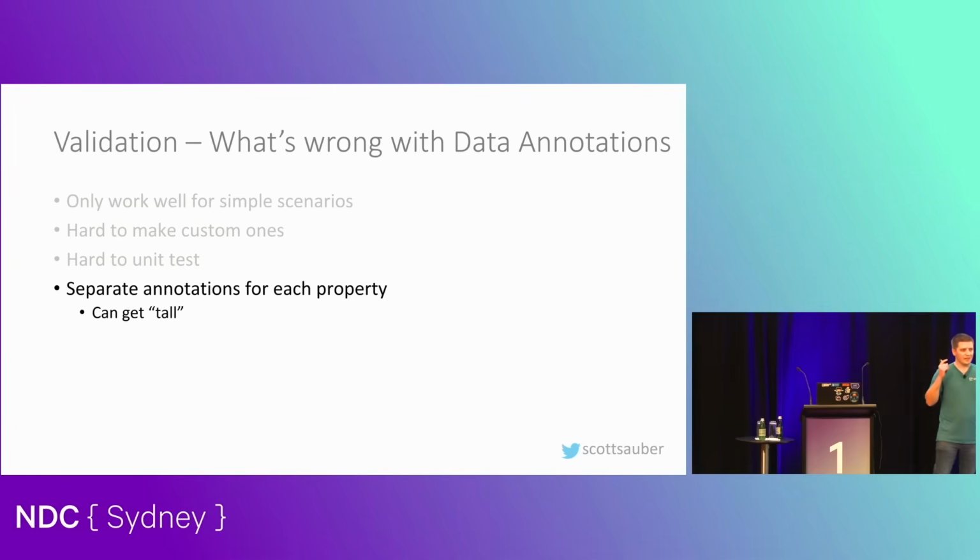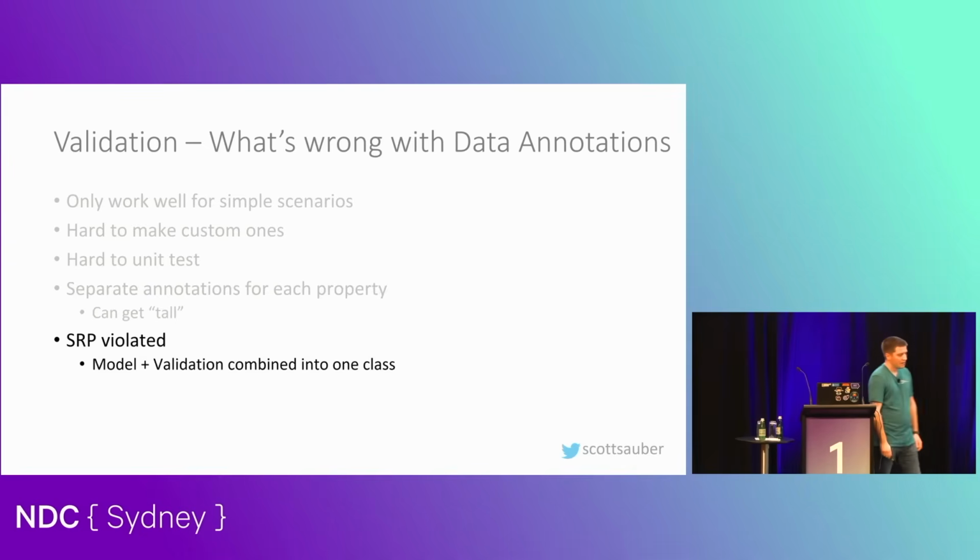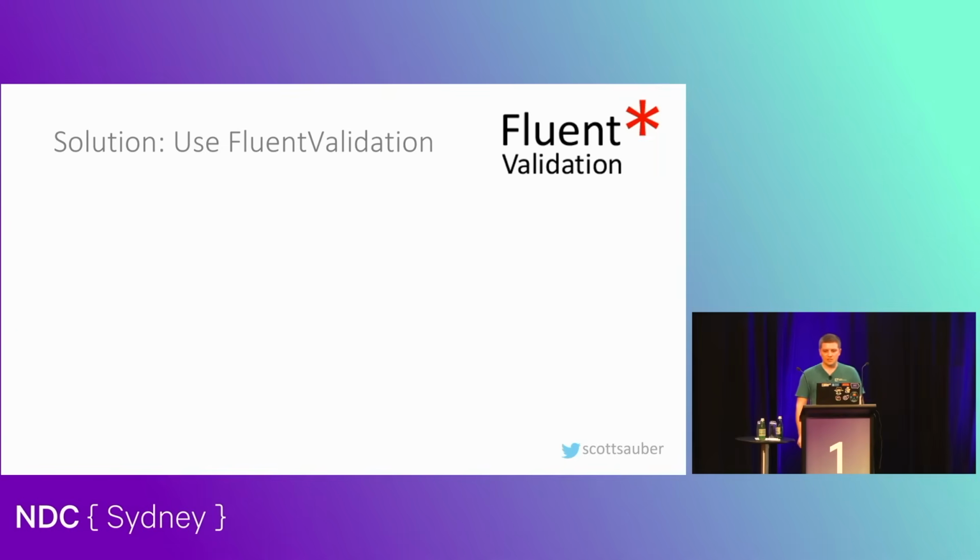And let's say you've got lots of different validation requirements for a particular property. Your annotations can get tall, and you have like 4 or 5 annotations stacked on top of each other. As well as if you're big into SOLID, you could argue that the single responsibility principle is violated because you have both your model and your validation combined into one class. So an alternative is to use Fluent Validation.